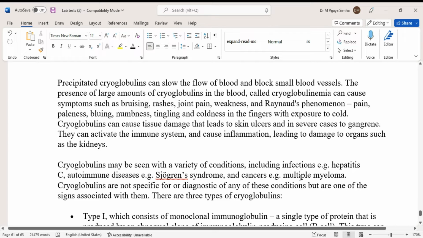Cryoglobulins can cause tissue damage that leads to skin ulcers and, in severe cases, to gangrene. They can activate the immune system and cause inflammation, leading to damage to organs such as the kidneys.